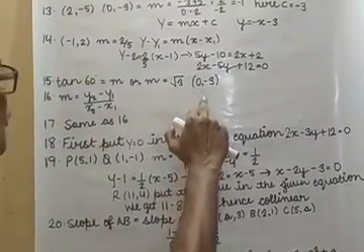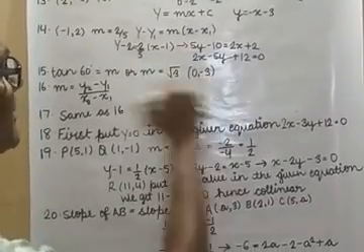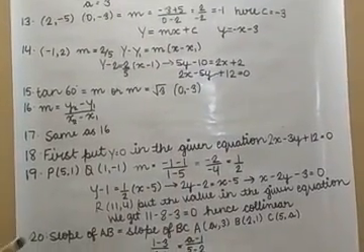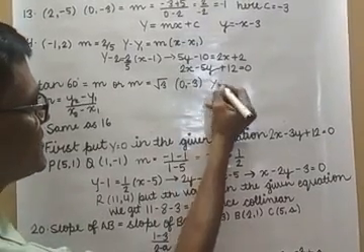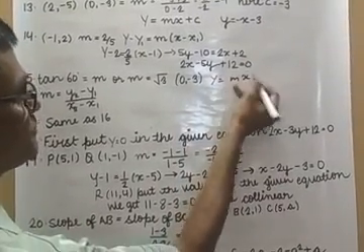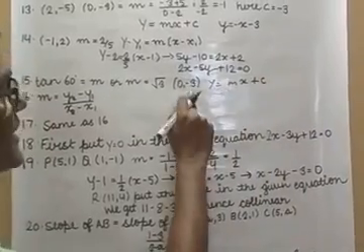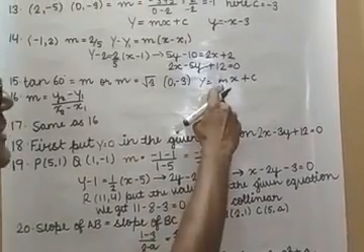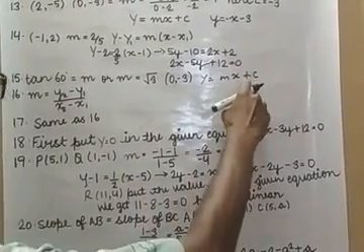And one more coordinate is given to you, 0 comma minus 3. So same thing you have to do. Y is equal to, which formula will you apply? Y is equal to mx plus c, because this is again a y-intercept. M is given to you, put the value of m here and minus 3 in this place.